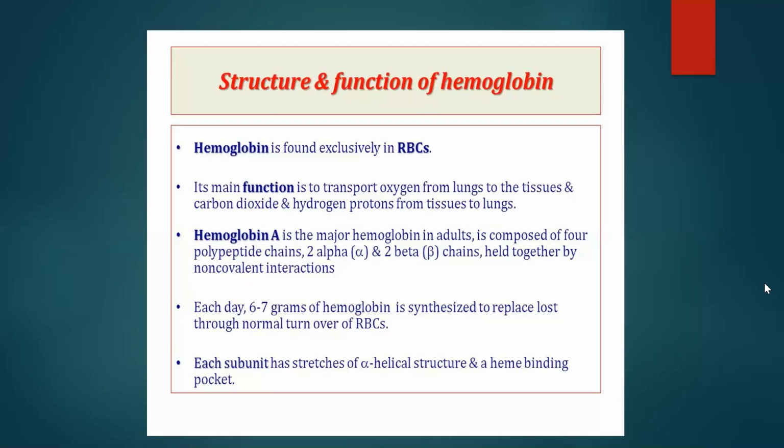Poly means many. Peptide means made up of peptide stuff, and peptide is made up of amino acids. So it is composed of 4 polypeptide chains, 2 alpha and 2 beta, held together with a non-covalent interaction. I'll show you the structure. Its structure is mentioned over there.